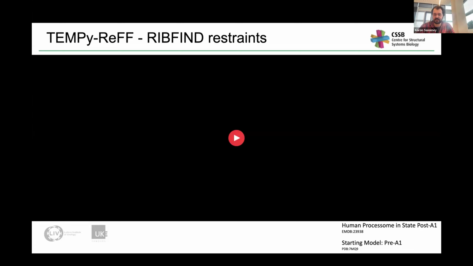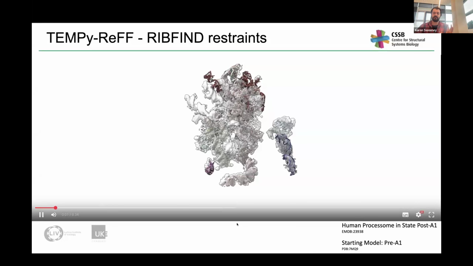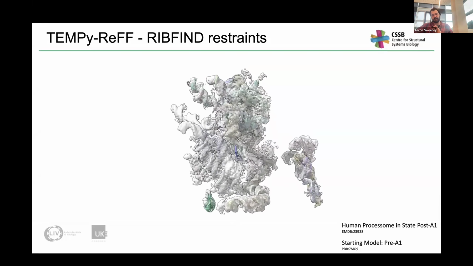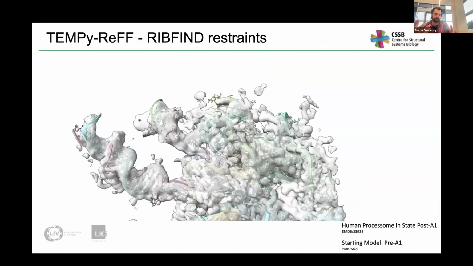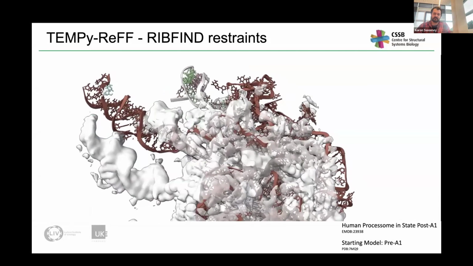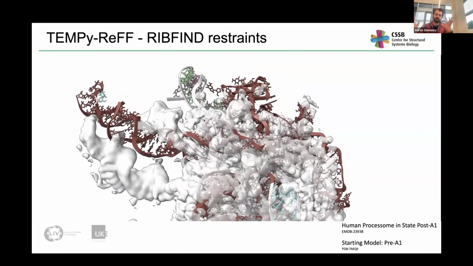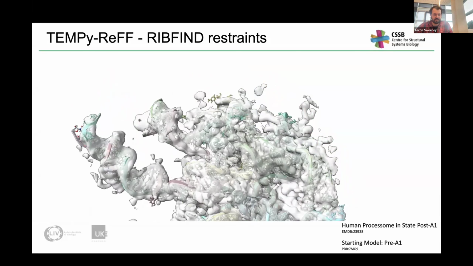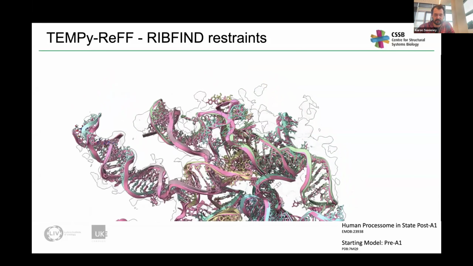So to get around this, we use restraints. One of the restraints that we use in TEMPy is RIBFIND. The idea with RIBFIND is that you break your structure down into rigid bodies, in this case in a hierarchical fashion. So you break things down into smaller and smaller rigid bodies, and you optimize the position of these. And you can see now, again if we zoom in, that in this upper region of the processome, this RIBFIND-based approach ends up producing a much better refined model. You can see that it looks much more similar to the deposited model here in pink.